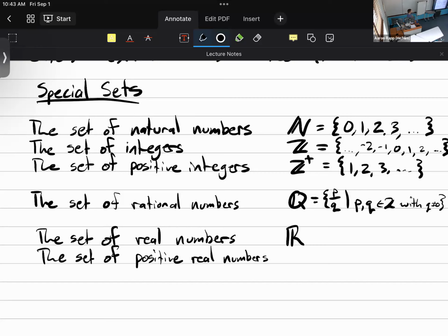Well, what I want to do if I want to denote the set of positive real numbers, what would you assume? R plus.